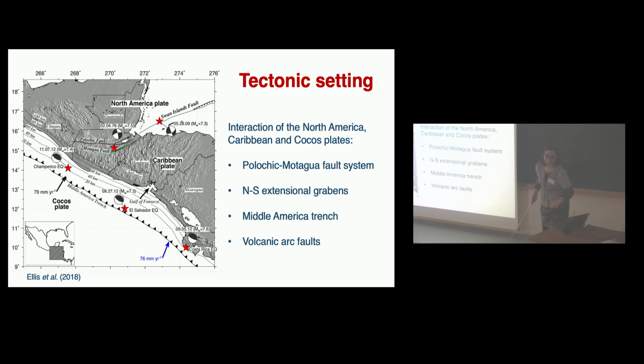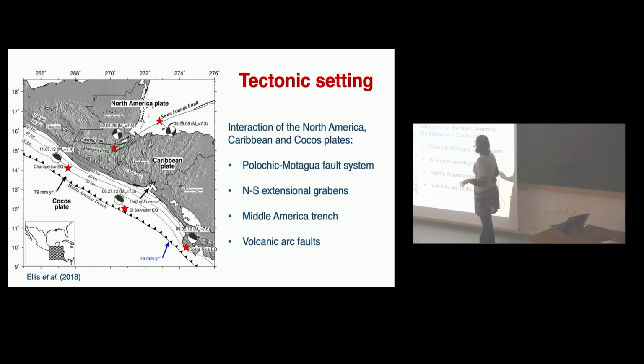So let me start by talking to you about the tectonic setting of the region. I just learned from talking to some of you that we are not as famous as I thought. So maybe I should explain a little bit more about the tectonics in North and Central America. What we have there is the interaction between three plates: the North America plate over here, the Caribbean plate over here, and the Cocos plate over here. And this interaction is accommodated by several main features, not the only ones, but the most important.